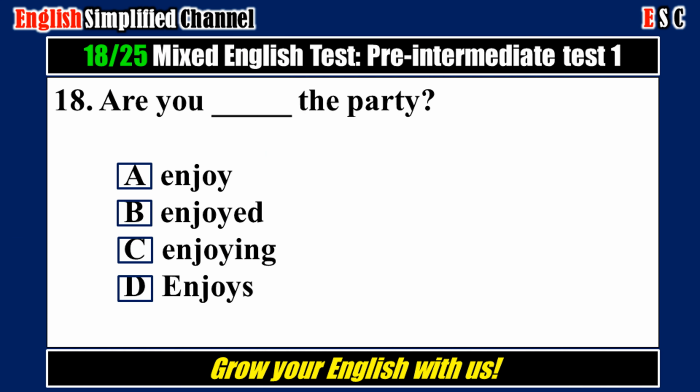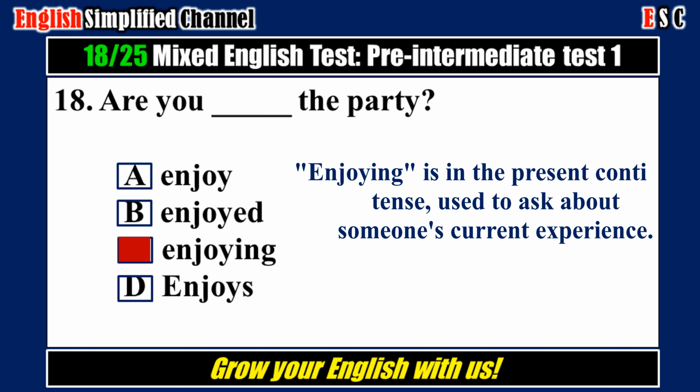18. Are you, blank, the party? A. Enjoy. B. Enjoyed. C. Enjoying. D. Enjoys. Are you enjoying the party? C. Enjoying. Explanation. Enjoying is in the present continuous tense, used to ask about someone's current experience.